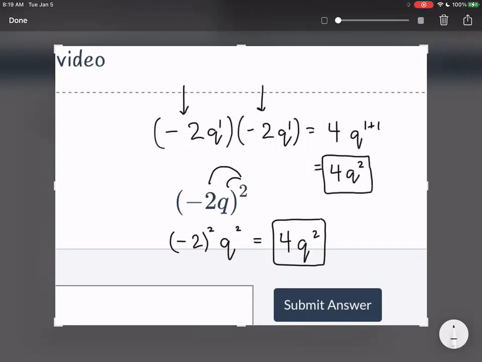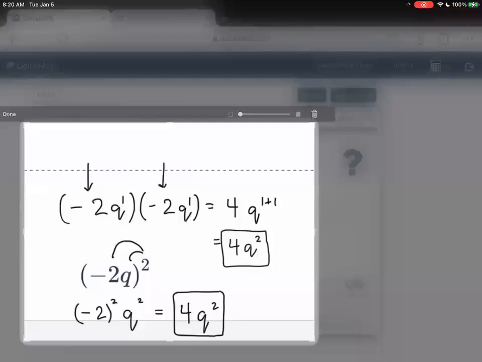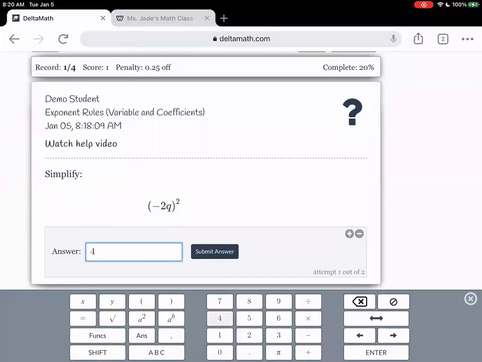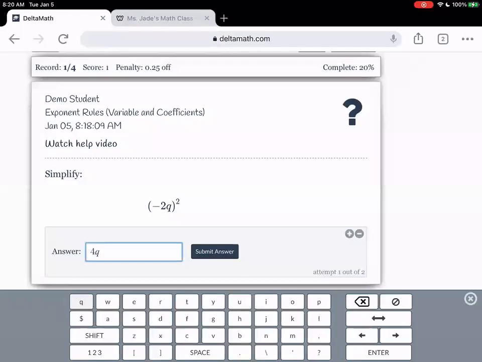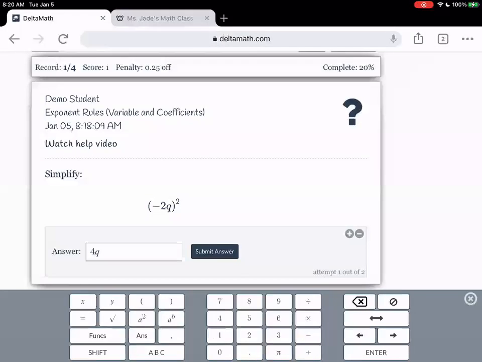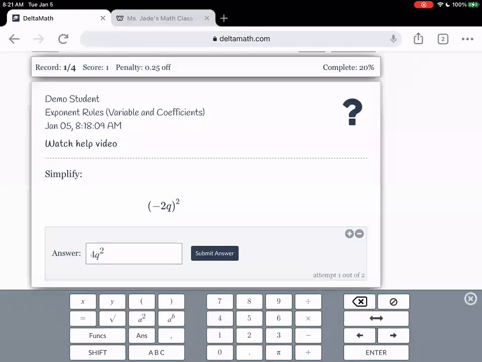Either way you decide to do it, you're going to get 4q squared, but you get to choose which way you like to do it. It's up to you. So this one was a little bit more stuff, but let me pause to see if you guys have any questions. So 4q squared, let's go enter that in. 4q squared. Submit answer.